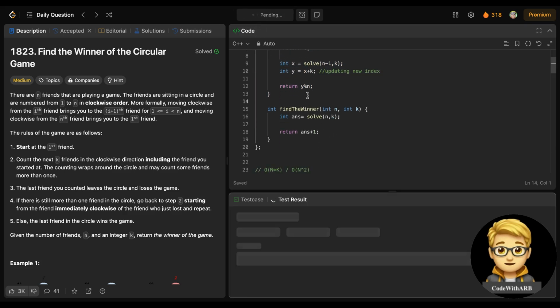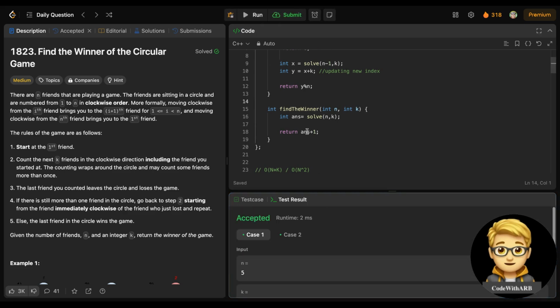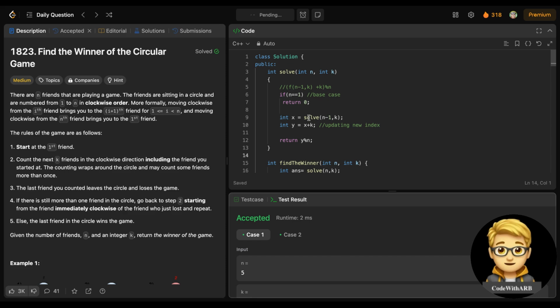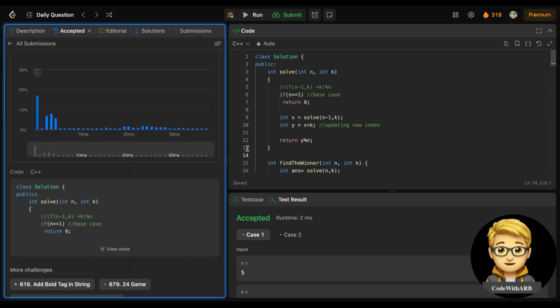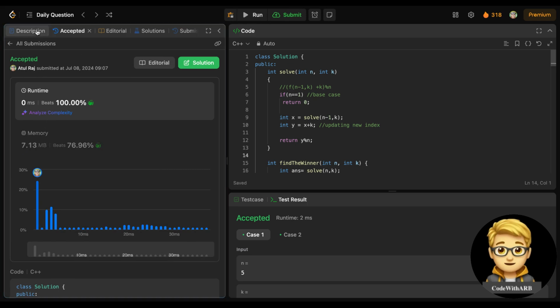Let's try to run this and see whether we have done it right or not. We have passed the sample case. Let's submit it. Yeah, we have passed the cases.